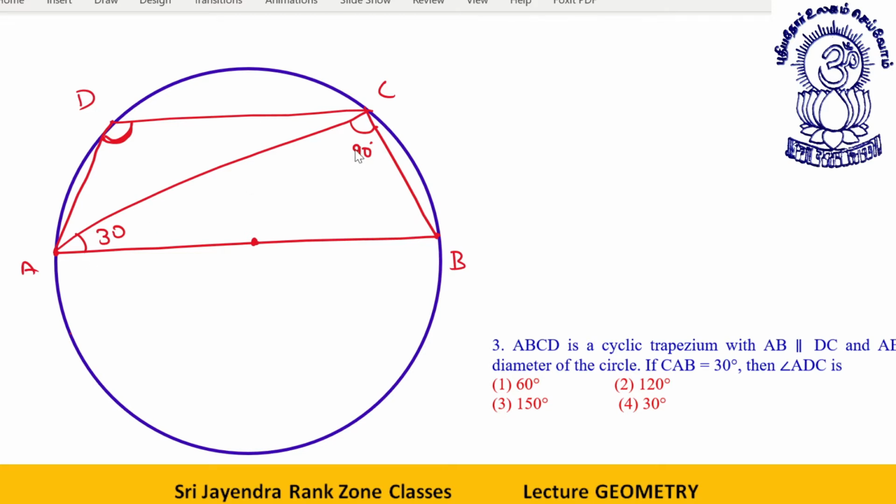How come this is 30, this is 90, this angle will be what? One angle is 90, 90 minus 30, 60 degrees. If this is 60, what will happen, dear students? This angle will be 120 degrees, opposite angles of a cyclic quadrilateral. You can have a look over it if you want to.